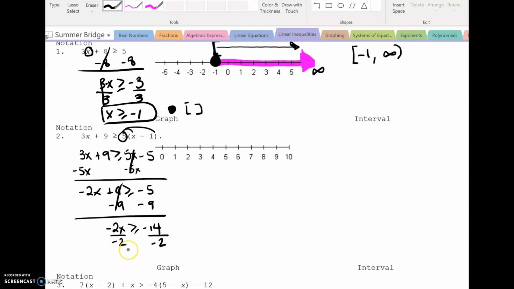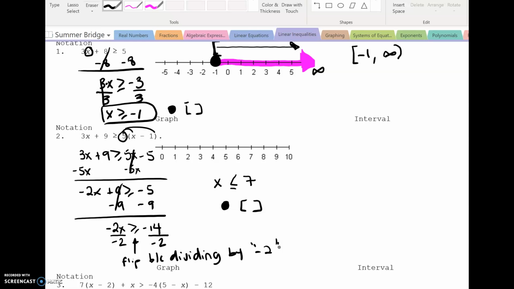Since I am dividing by a negative, now is when we have to apply our inequality rule, which is to flip the sign. So I'm going to end up with x, but instead of it being greater than or equal to, it's going to be less than or equal to 7, which means I'm either going to use closed circles or brackets. Okay, so you have to flip because we are dividing by a -2. That's the big warning there.